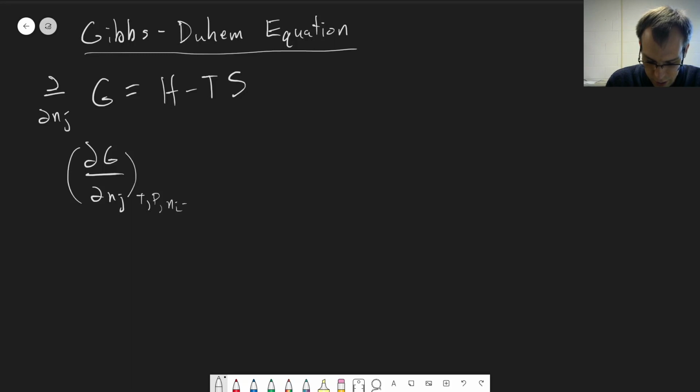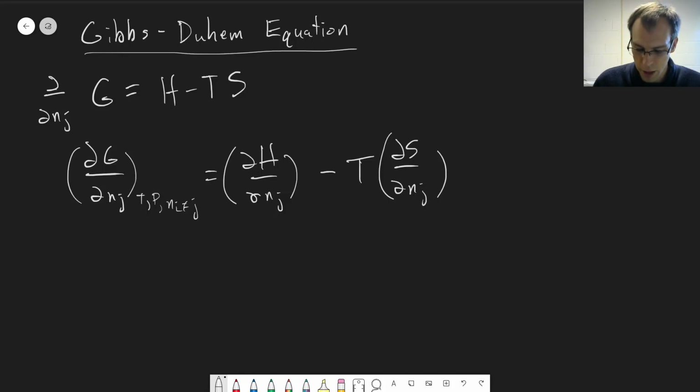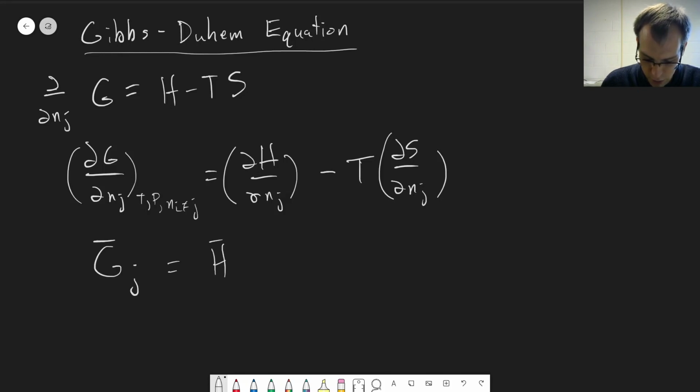Now I'll add all these other things that are being held constant. I'm not going to write them in all the other ones. But we'll also have dH/dnJ, keeping T, P, et cetera, constant, minus T times dS/dnJ, holding everything else constant. And we would get a second term that would go to 0 because T is held constant, so that wouldn't make any sense. And so the partial molar Gibbs energy is equal to the partial molar enthalpy minus the temperature times the partial molar entropy, right? We've just written everything as partial molar quantities instead of molar quantities. We can also go a step further, right?